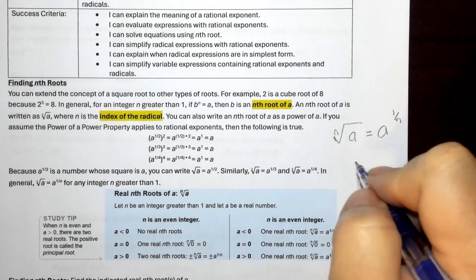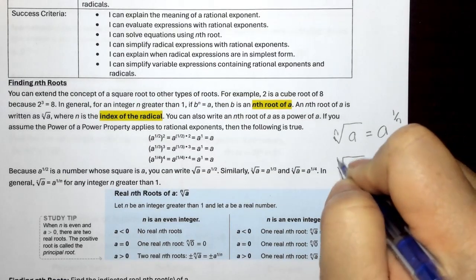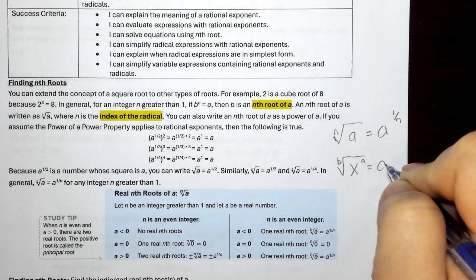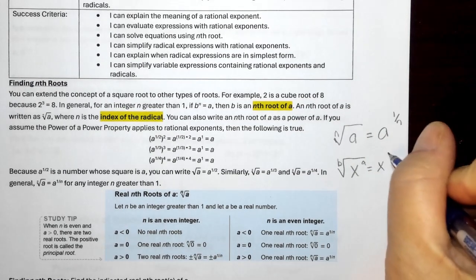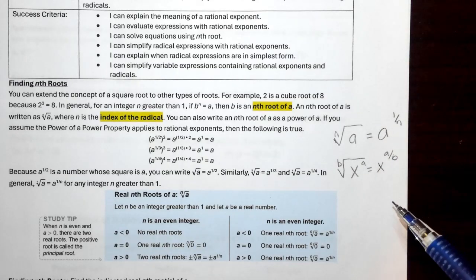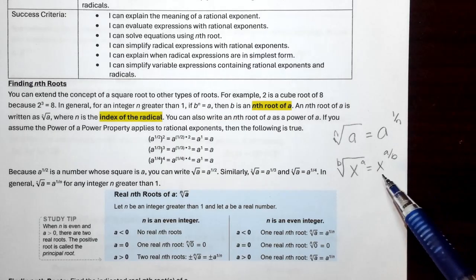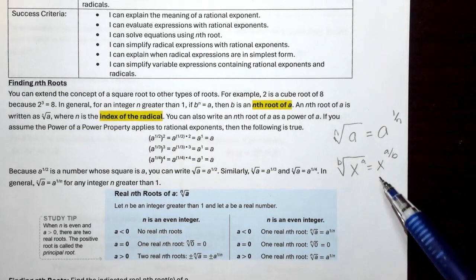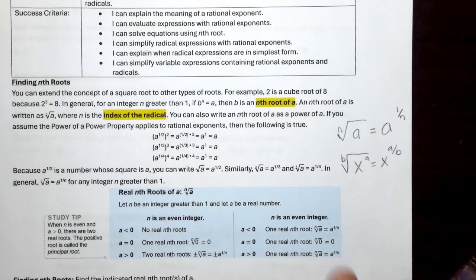Another way you may have learned it is like this, where this is the same as x to the a over b. So you may see this both ways as we go through this lesson. I think they stick with this for the most part, but just know that it is related to this that you've learned in the past. All right, so let's just get started.